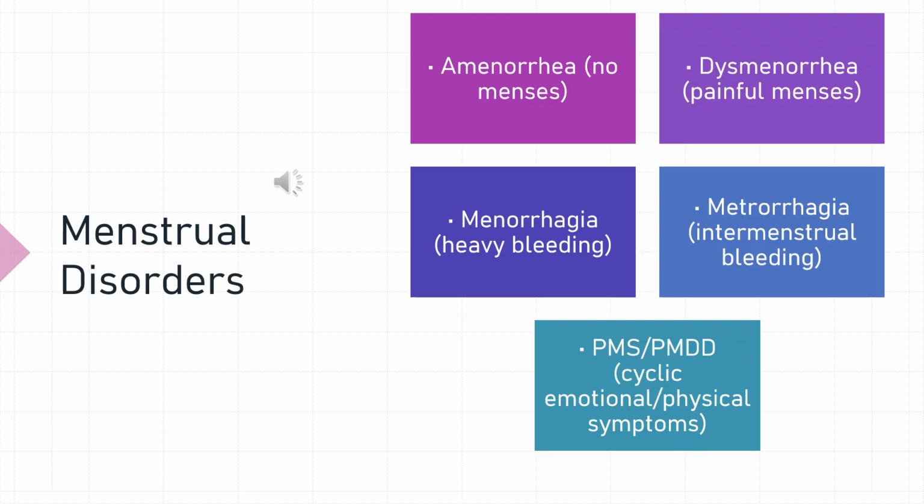With our PMDD, or premenstrual dysphoric disorder, this is a severe form of PMS. This has major mood disturbances like anxiety and depression. And for these patients, we may do something like medication control with an SSRI, nutrition support like vitamin B6 or magnesium, or lifestyle changes: increasing exercise, better sleep habits, and decreasing caffeine.